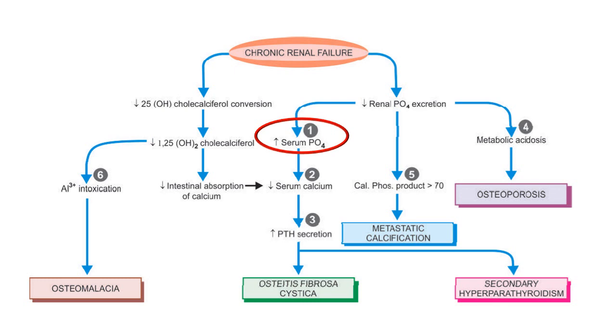Metabolic acidosis leads to osteoporosis. Then the conversion of cholecalciferol into its active form is decreased in chronic renal failure, and when this is decreased, there is decreased absorption of calcium from the intestine on the one hand, and on the other hand there is aluminum intoxication, and this aluminum comes usually from the dialysis fluid, and all this results in osteomalacia.